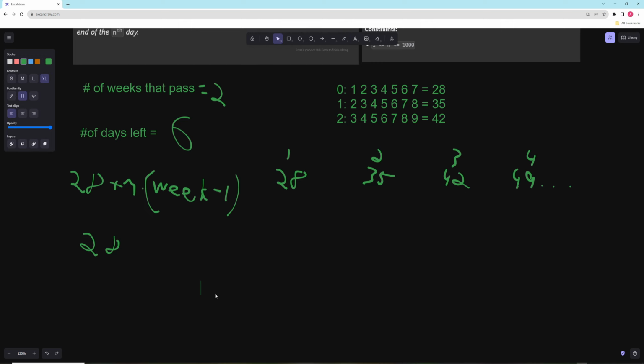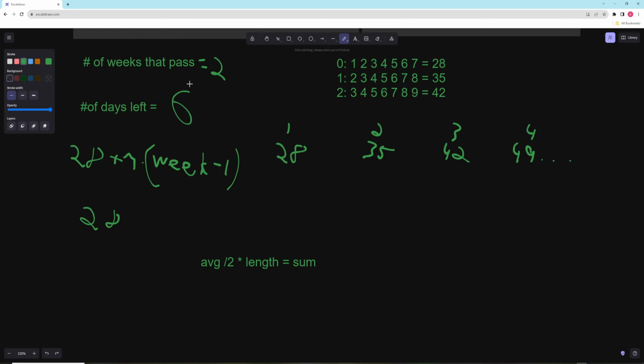It's just first value plus last value over 2 to get the average. So we can also say average times the length of the sequence will be the sum. We're not actually going to build the sequence, we're just going to figure it out and then get the sum. So in this case, let's plug in our numbers.